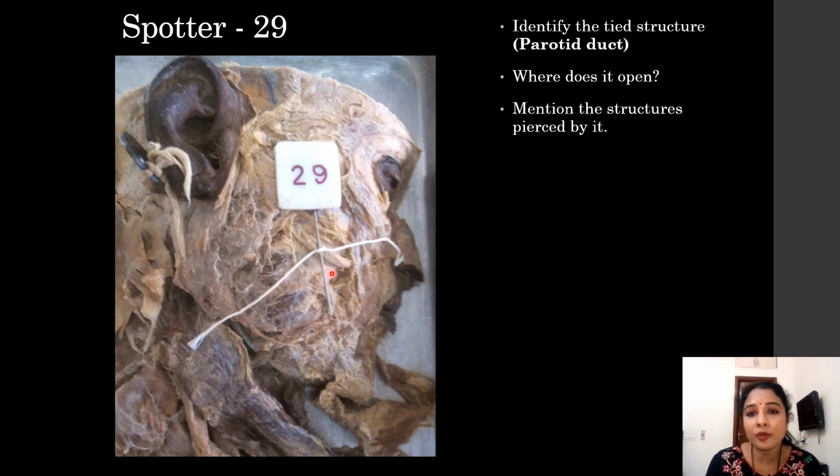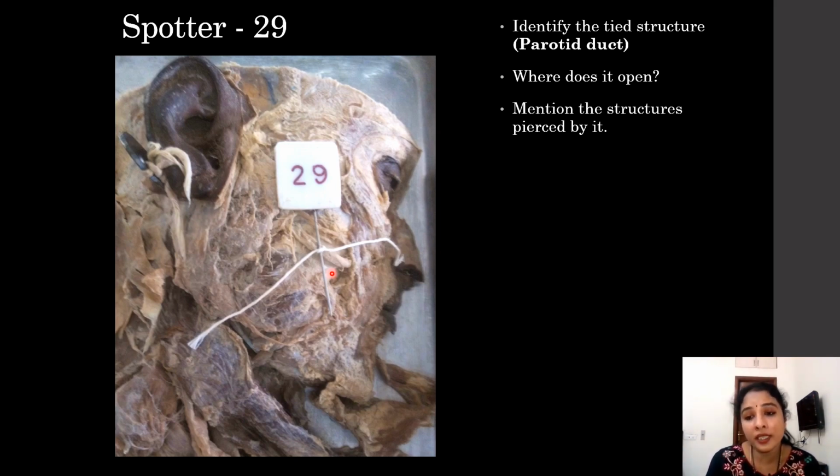The common subquestions are, where does it open? So it opens in the vestibule of mouth and exactly at upper second molar tooth. It opens at the level of crown of upper second molar tooth. So that is the opening of parotid duct.